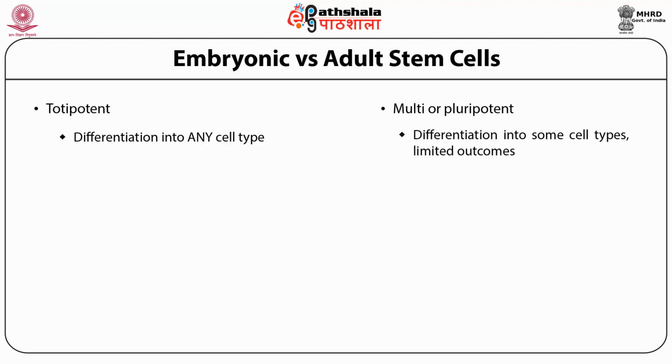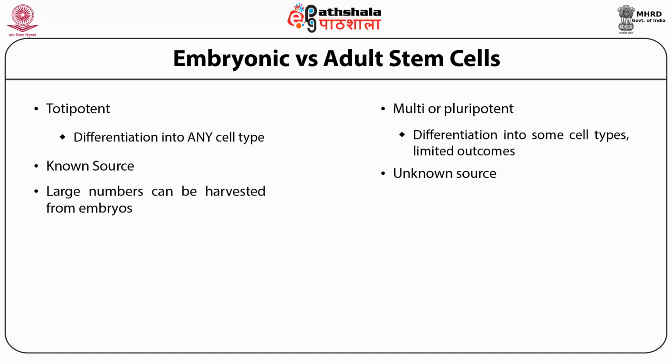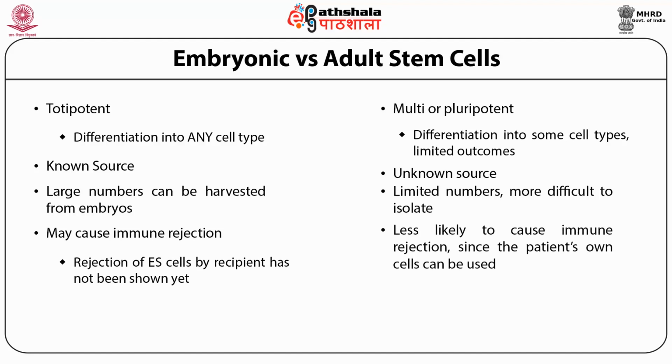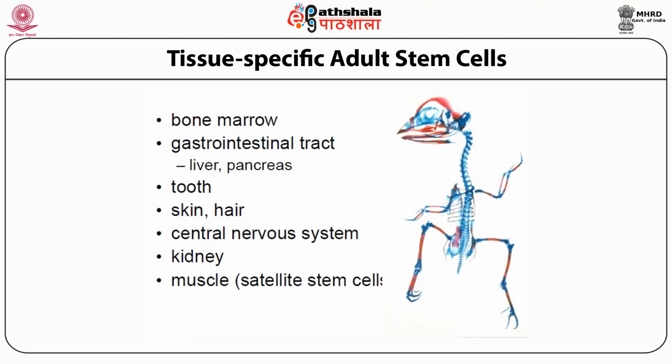And again, for embryonic cells, their source is known, whereas in adult cells, their source is not known. In embryonic cells, large numbers can be harvested from embryos, whereas in the adult cells, only a limited number can be obtained, and it is very difficult to isolate also. The one drawback which embryonic cells have is that they may cause immune rejection, whereas adult stem cells are less likely to cause immune rejection because the patient's own cells can be used as adult stem cells. So there are some tissue specific adult stem cells also.